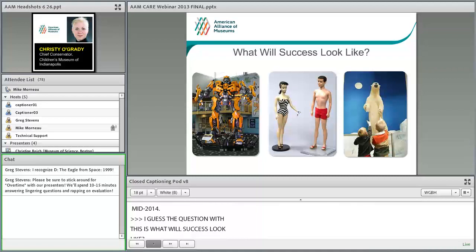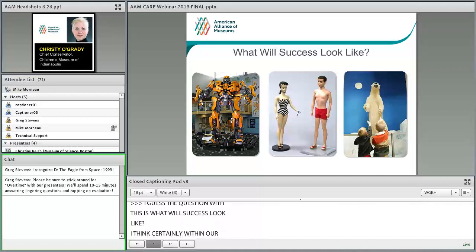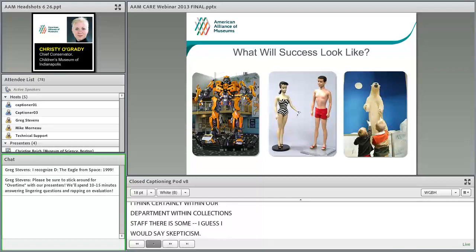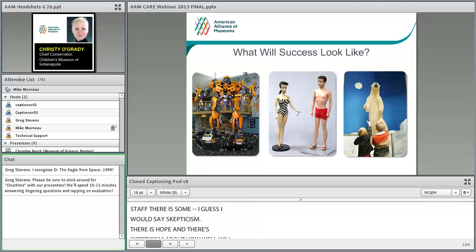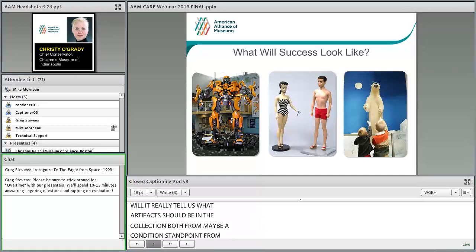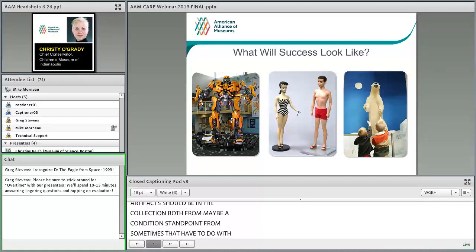And I guess the question with this is, what will success look like? And I think certainly within our department, within collections staff, there is some, I would say, skepticism. There is hope and there's skepticism about how well this will work. Will it really tell us what artifacts should be in the collection, both from a condition standpoint and sometimes it has to do with size.